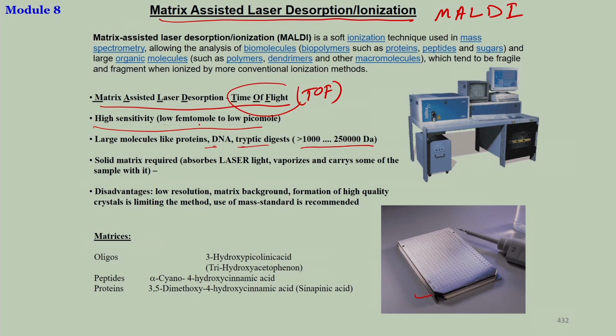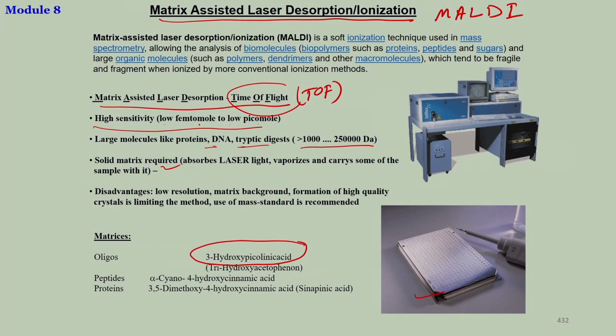It requires a matrix, that is why it is called matrix assisted. This is kind of a chamber on which you can see small spots. On that you put your matrix. So a solid matrix is required, which is basically an organic molecule. The organic molecule is deposited on these spots, and that is called the matrix. You can use a matrix if you are studying DNA.